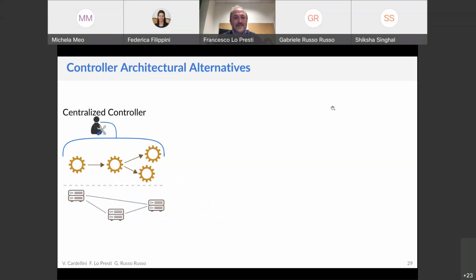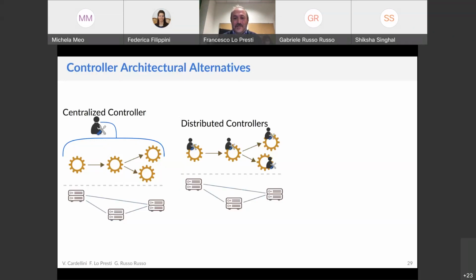So Valeria has described the different architecture alternatives for our system. We can have a centralized controller which oversees the operation of the entire system, or we can, in a very different approach, have a distributed controller, each overseeing each component independently from one another, and there are pros and cons to the different solutions.